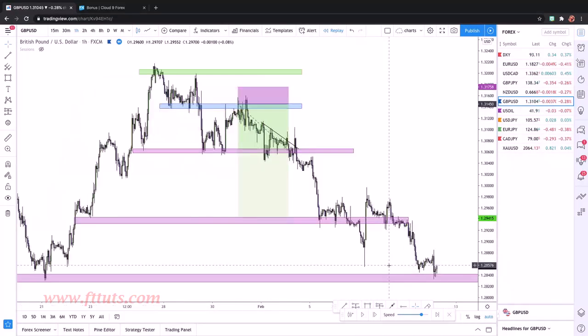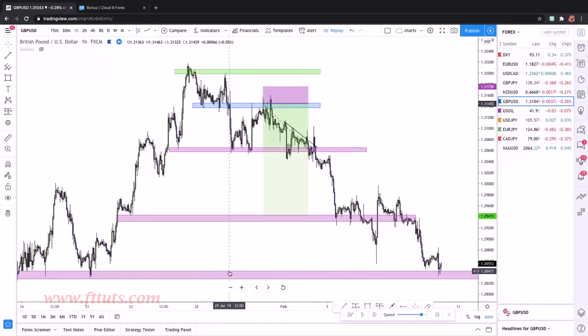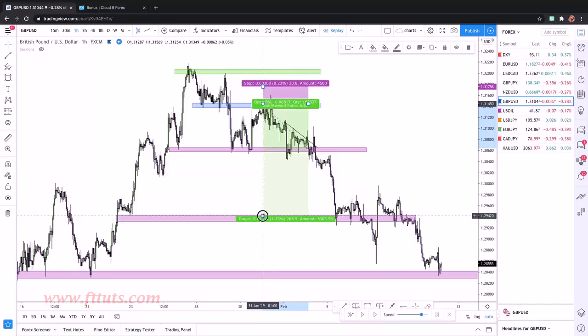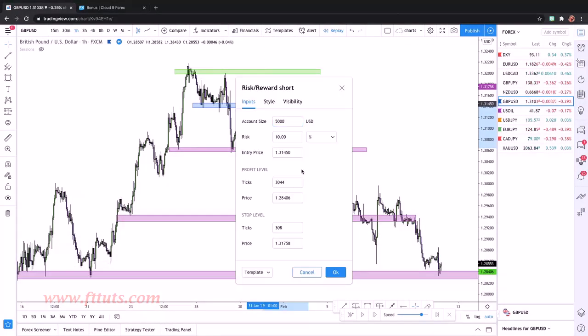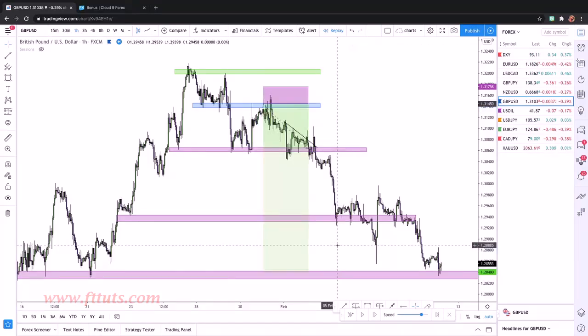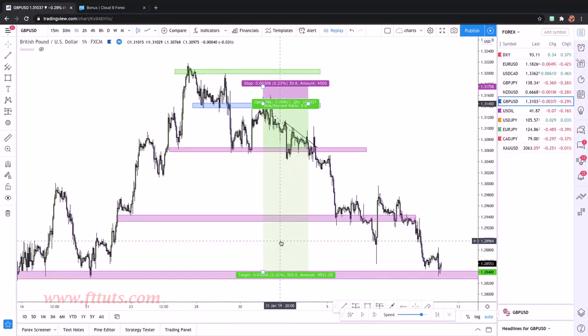And touches the target. Okay, so the first target was 128.400. So then we drag it here, and we go profit level 128.400. Okay, so it ends up going a little bit lower and then starts rejecting. So just from that, we have a 1 to 9 risking 30 pips to make 305.